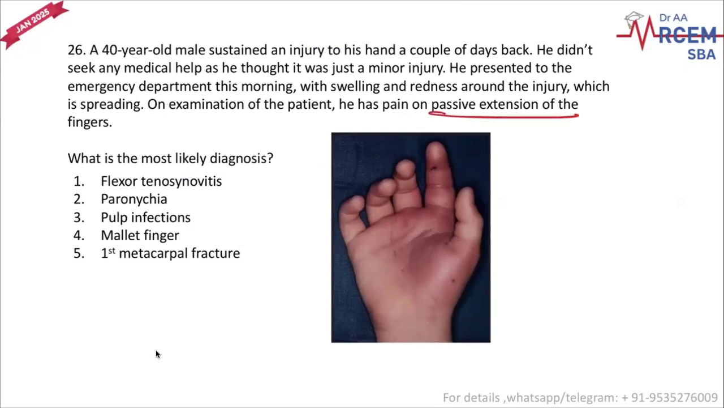Pain on passive stretching is present. A minor injury was there. Then the diagnosis becomes flexor tenosynovitis. The signs we look out for are known as Kanavel signs. What are the Kanavel signs you need to remember?